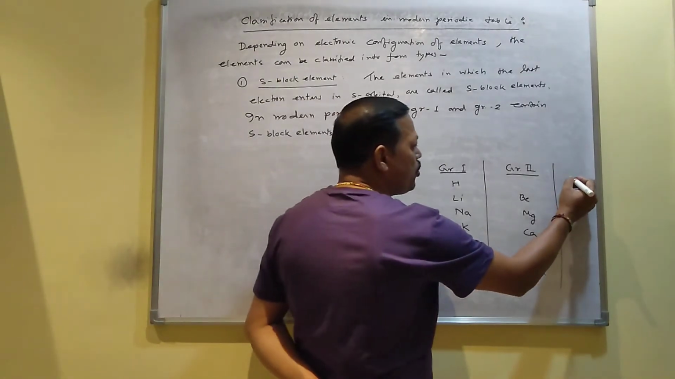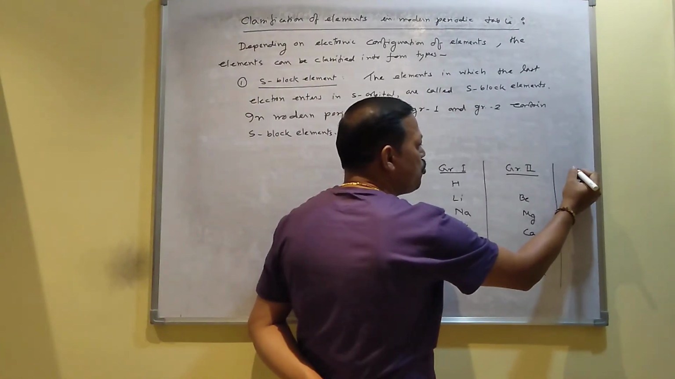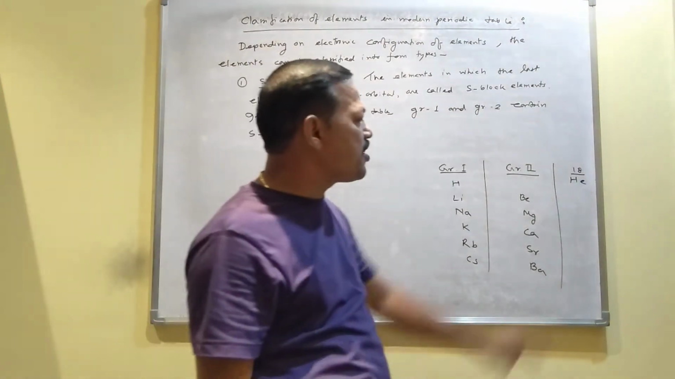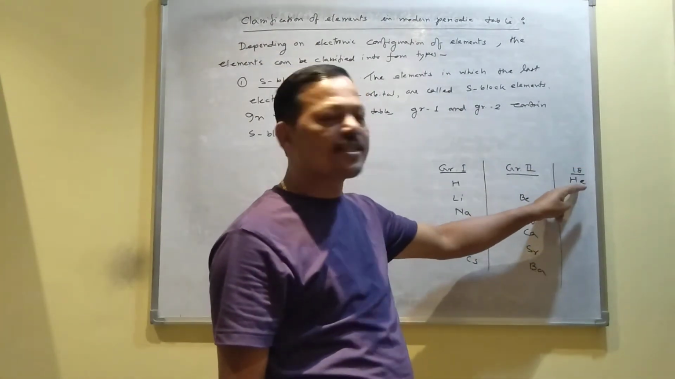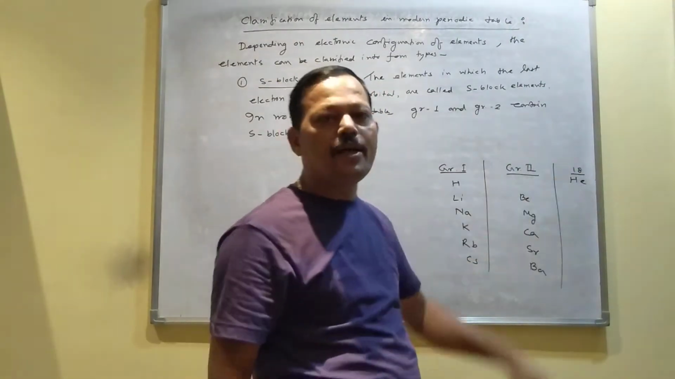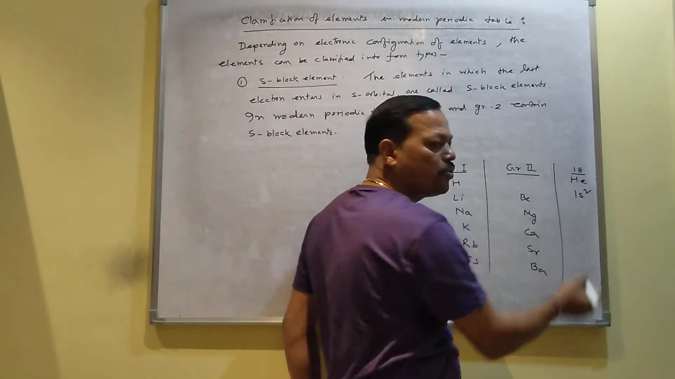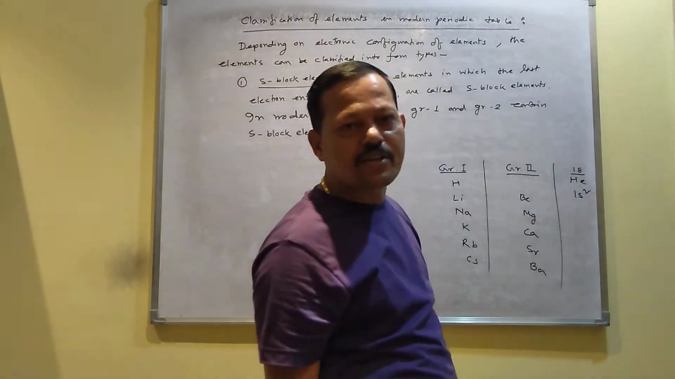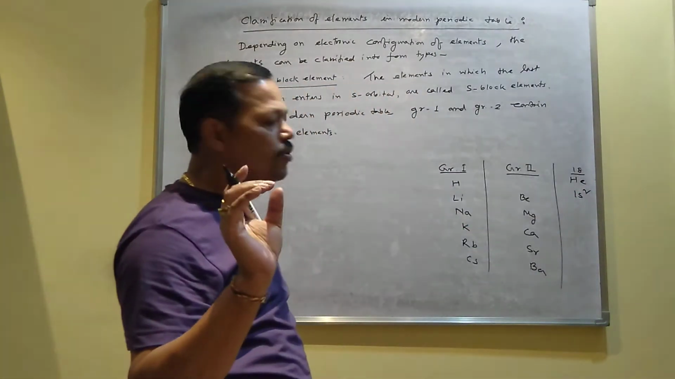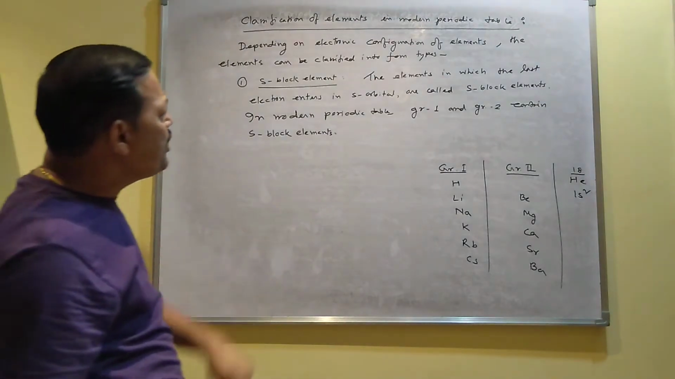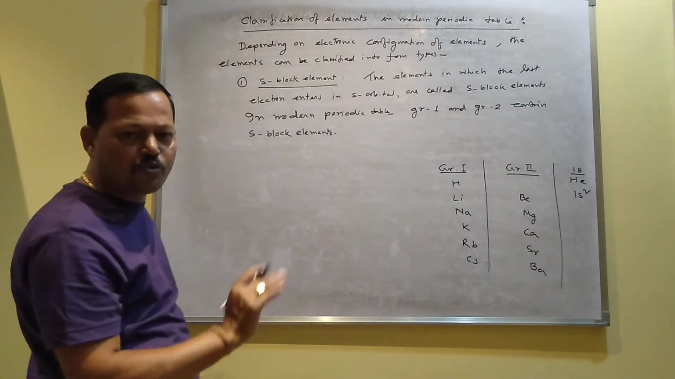Although helium is present in group 18, since it contains a completely filled orbital, it is considered a noble gas, and noble gases are placed in group 18. But helium is also an S block element because its electronic configuration is 1s2. Its last electron also enters in S, that's why helium also belongs to S block element. So group 1 and group 2 are called S block.